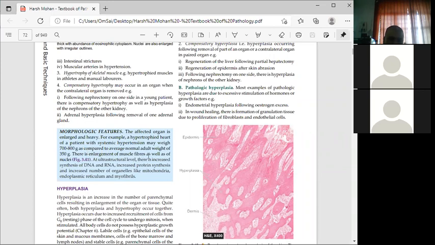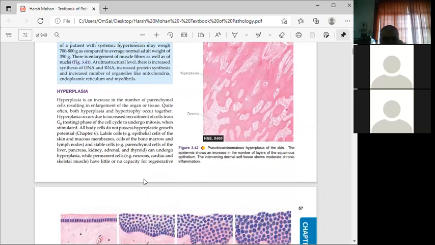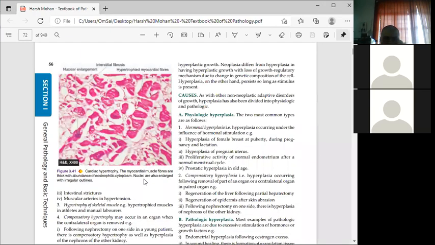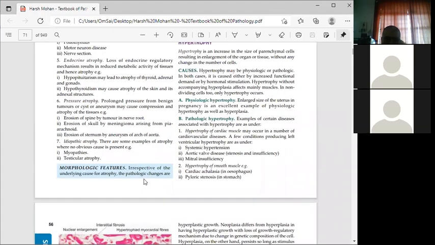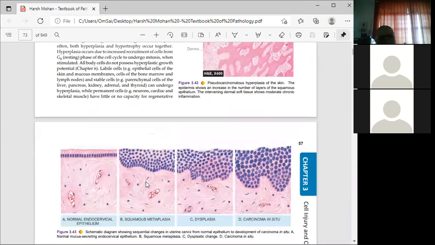There is enlargement of muscle fibers as well as of nuclei. At the ultrastructural level, there is increased synthesis of DNA and RNA, increased protein synthesis, and increased number of organelles like mitochondria, endoplasmic reticulum, and myofibrils. So far, this is hypertrophy.